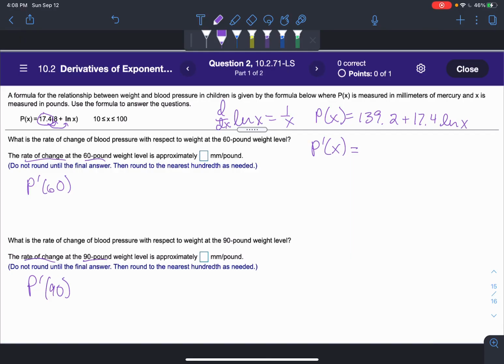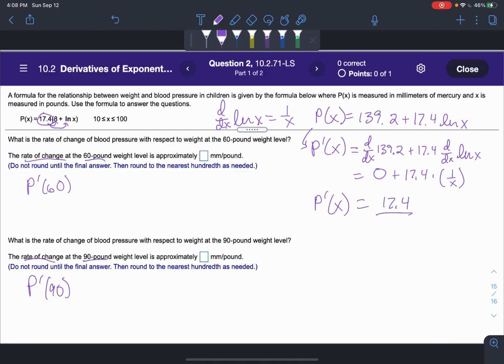And so now let's take the derivative, P prime. So the derivative of 139.2, that's just going to be 0. And then I'm going to keep that constant, 17.4, outside and just take the derivative of natural log. So when I do that, I get 17.4 times 1 over x. And so my P prime of x is 17.4 over x.